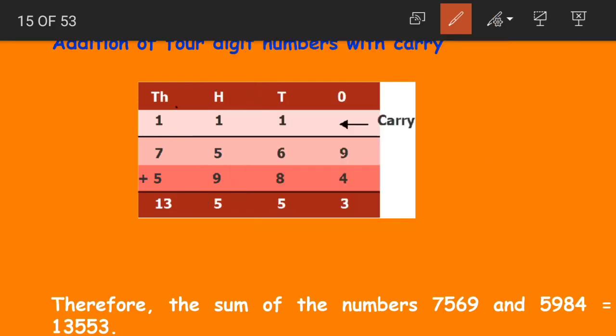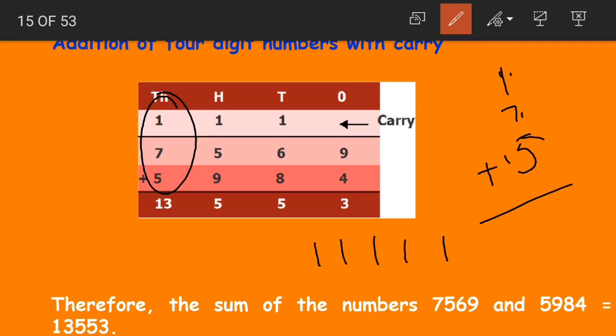Now moving on to the thousands place, we have 1, 7 and 5. 1 plus 7 becomes, after 7 we have 8, right? So 1 plus 7 becomes 8. Now 8 plus 5 becomes, here it is 5, right? So I'll draw 5 lines. 1, 2, 3, 4, 5.